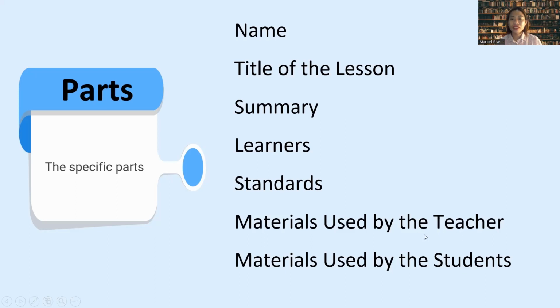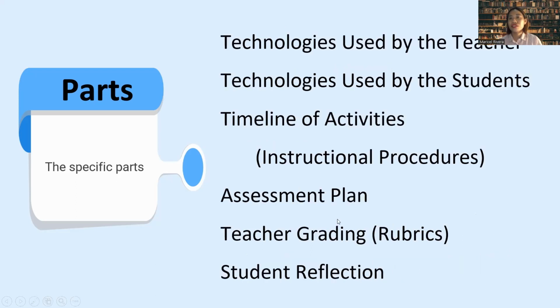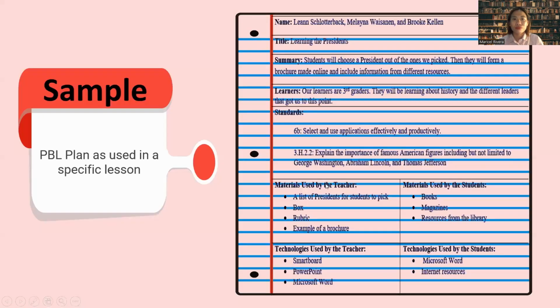And then materials used by the teacher, materials used by the students. Since it's technology integrated, also technologies used by the teacher and technologies used by the students. Then we look into the timeline of activities, or instructional procedures, time limit activities, also known simply as procedure when we use our usual format. Then we have the assessment plan, or what your assessment is, then teacher grading with the rubrics, and then student reflection. So this is a sample PBL plan as used in a specific lesson. This sample is not for high school, but let's take a look.